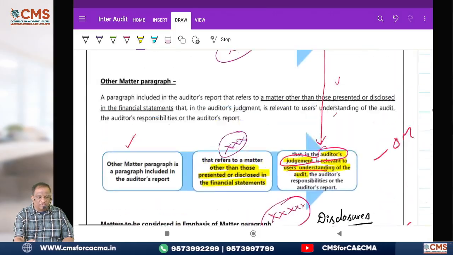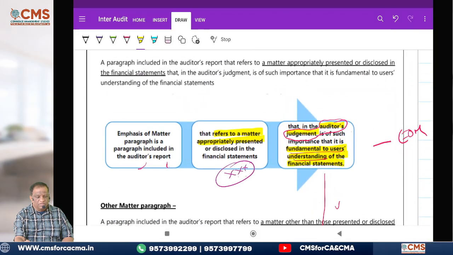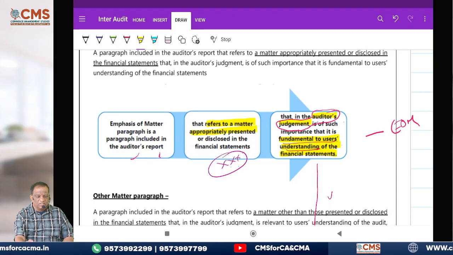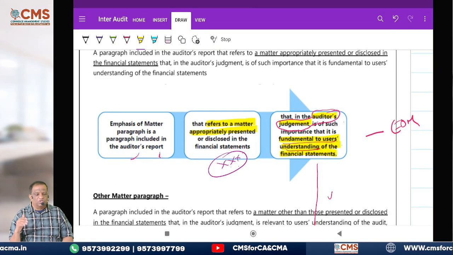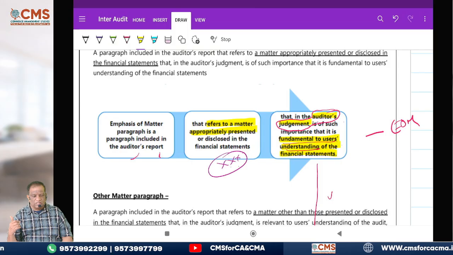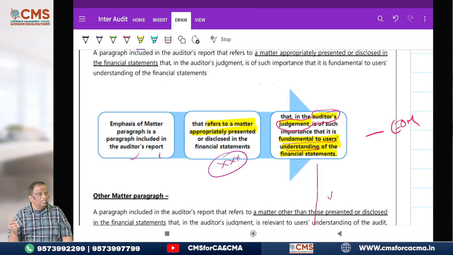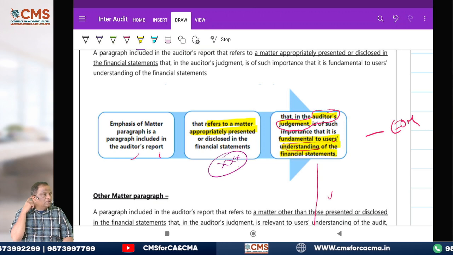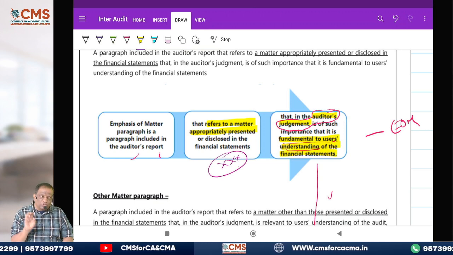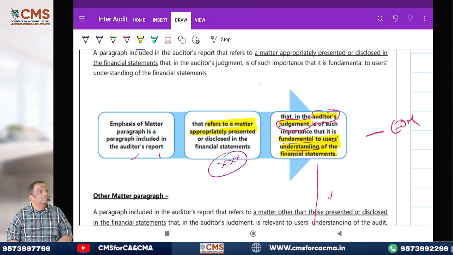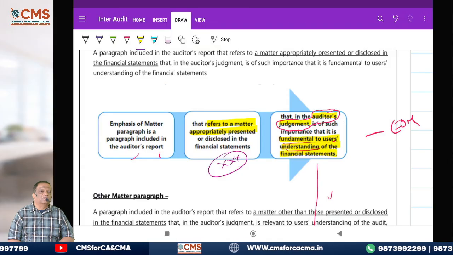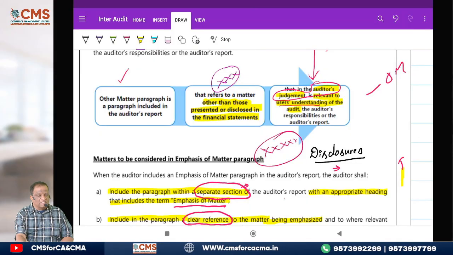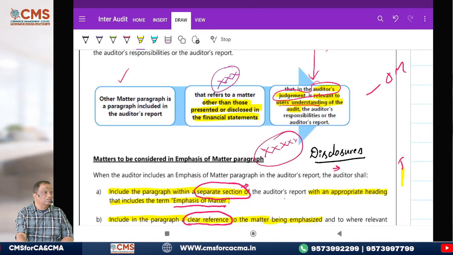First, you have to learn the definitions. What is EOM and what is OM? Emphasis of matter paragraph is a paragraph that refers to a matter which is appropriately presented or disclosed in the financials. But which matter? This is the matter which, in the auditor's judgment, is important for the fundamental understanding of the financials. That is, without knowing this point, you may not be able to understand the financials. Then the auditor would prefer to emphasize that matter. In the other matter paragraph, everything else is the same, but it is other than what is presented or disclosed in the financials.